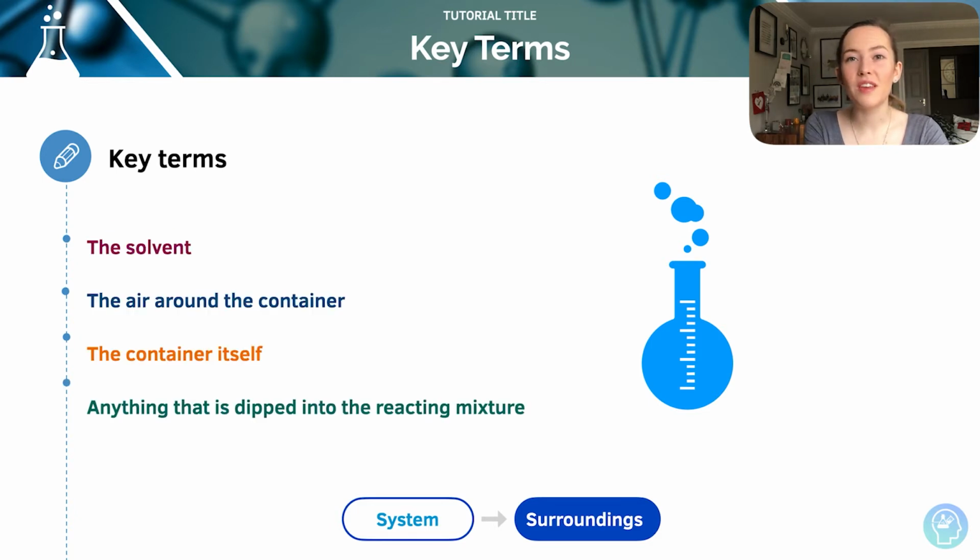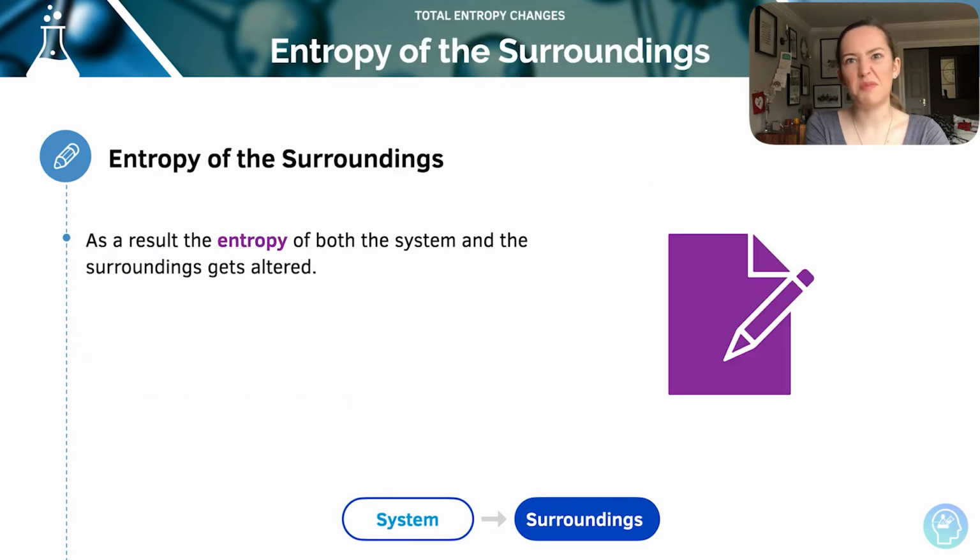So examples of things that are in the surroundings would be the solvent, also the air around the container itself, and anything that's dipped into the reaction mixture. None of those things are actually the reactants and products that are under investigation, so they all come under this topic of the surroundings. We care about the entropy of the surroundings.